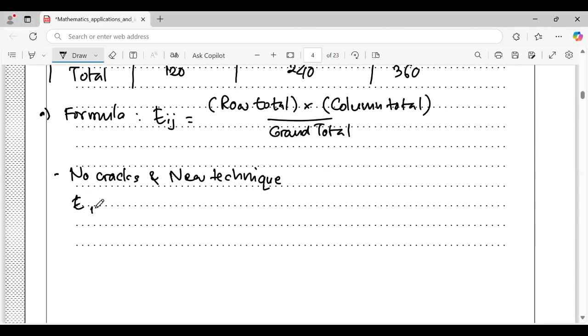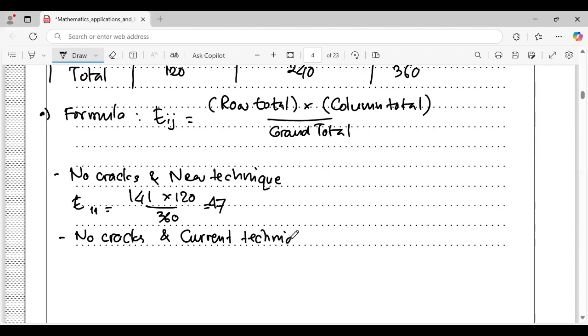That's E11, row 1 and column 1. 141 times 120 over 360 is 47. And next, no cracks and current technique, E12.